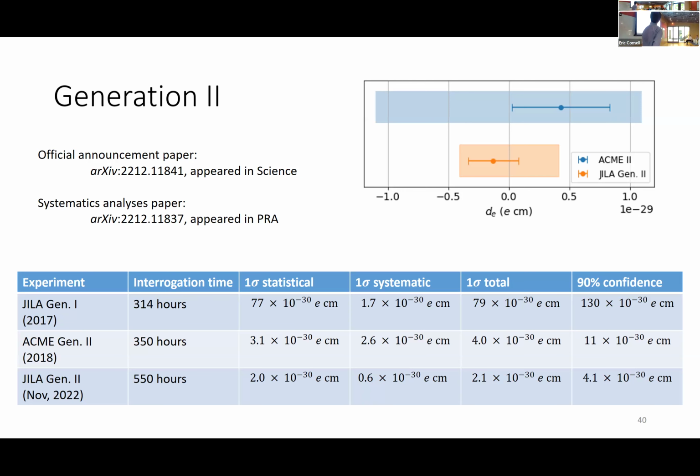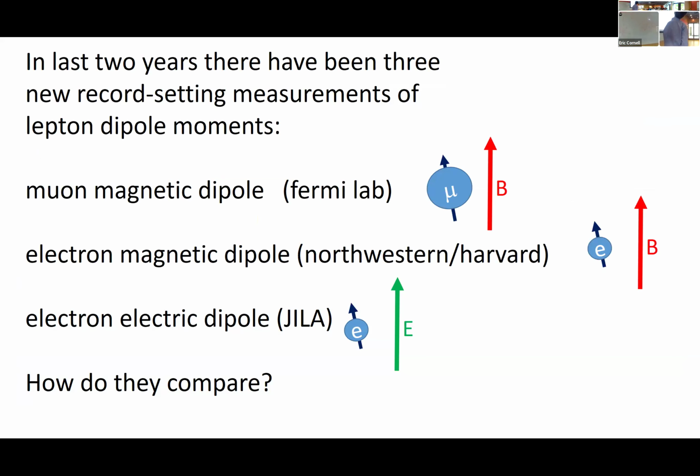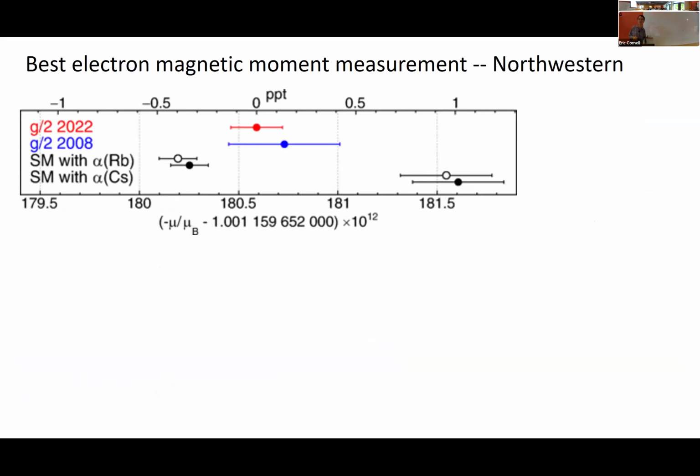I'll tell you about what we're doing now, but first I want to put this in the context of the other dipole moment experiments. How do these experiments compare in terms of looking for new particles?